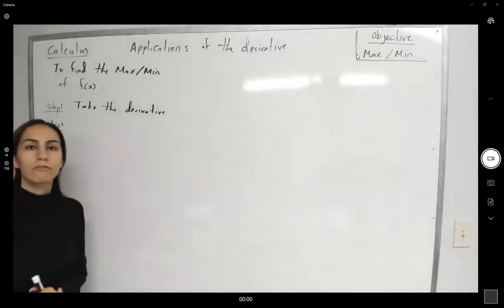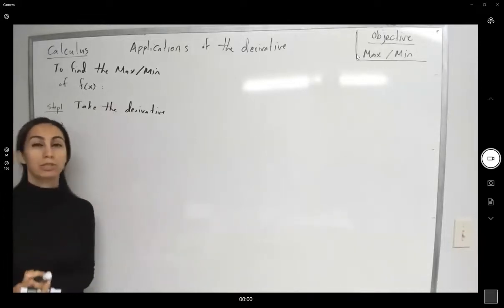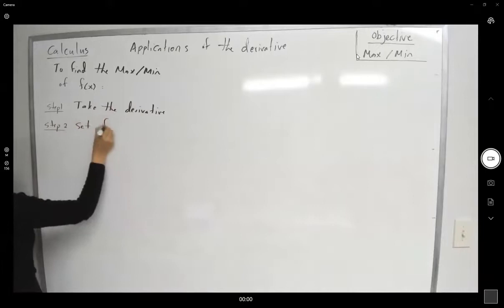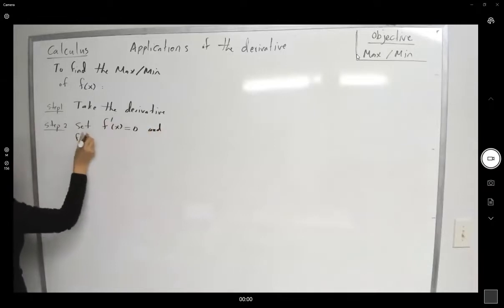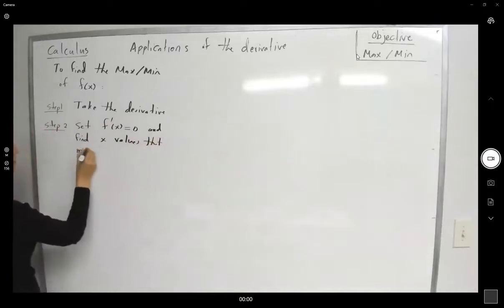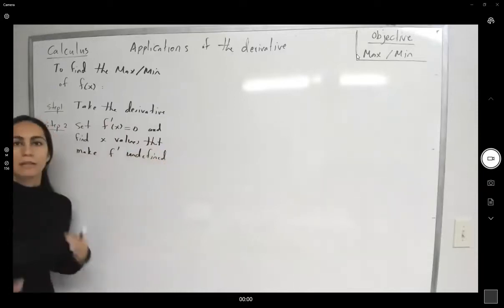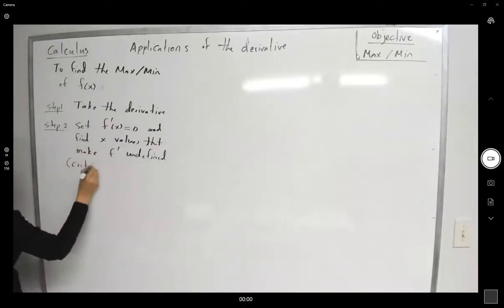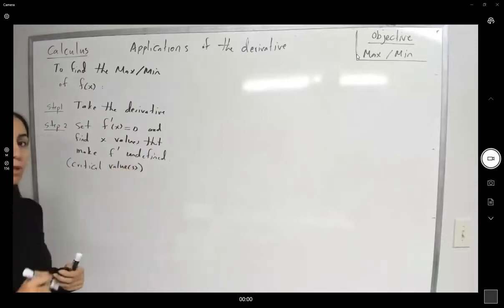after taking the derivative of the function, set it equal to 0 or look for x values that make the derivative undefined. Set f prime equal to 0 and find x values that make the derivative undefined. Remember that we call these the critical values of the function. You might end up with more than one critical value.